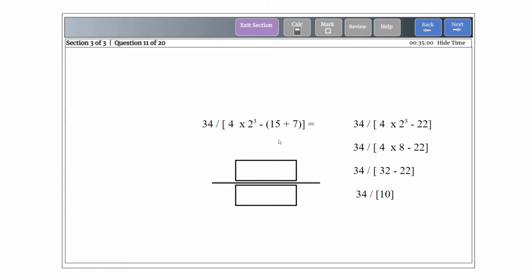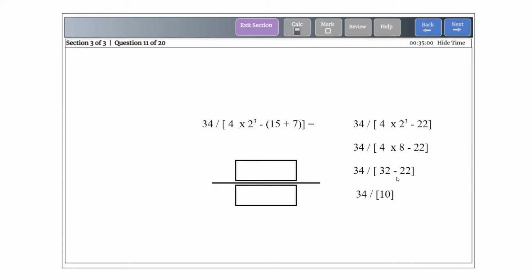So when looking inside the parentheses, we're going to think, well, is there parentheses inside the parentheses? And there is. And so that's the first thing we'll do. The 15 plus 7 will become 22. The next thing we're looking for is exponents inside, and there is one, 2 to the third, so that becomes 8. Next, we're looking for multiplication and division, and there's one multiplication step, 4 times 8, which is 32.